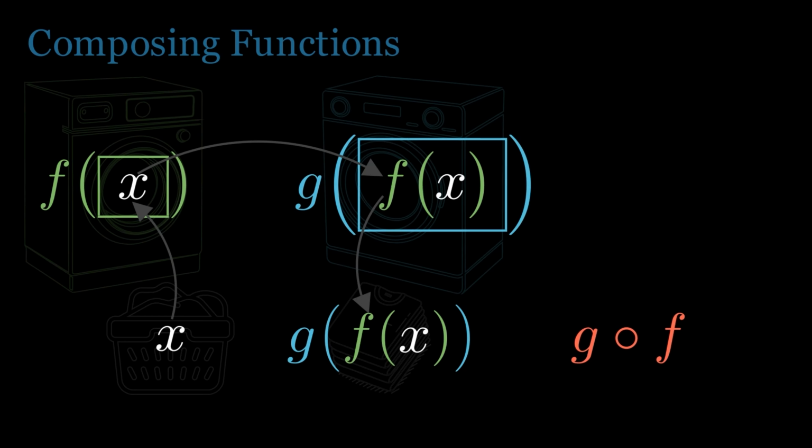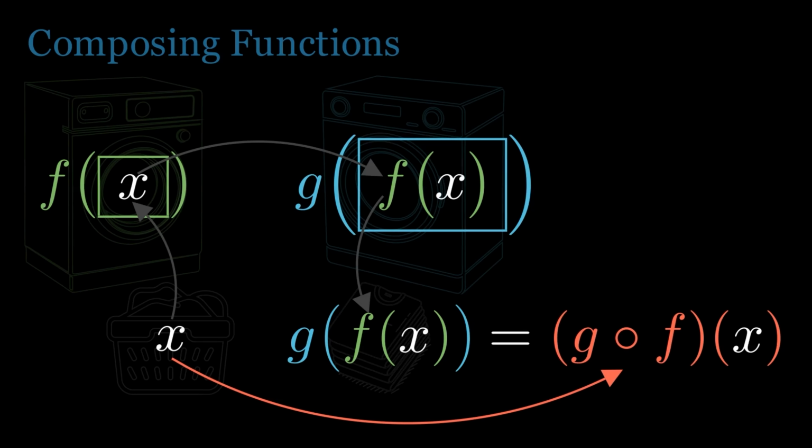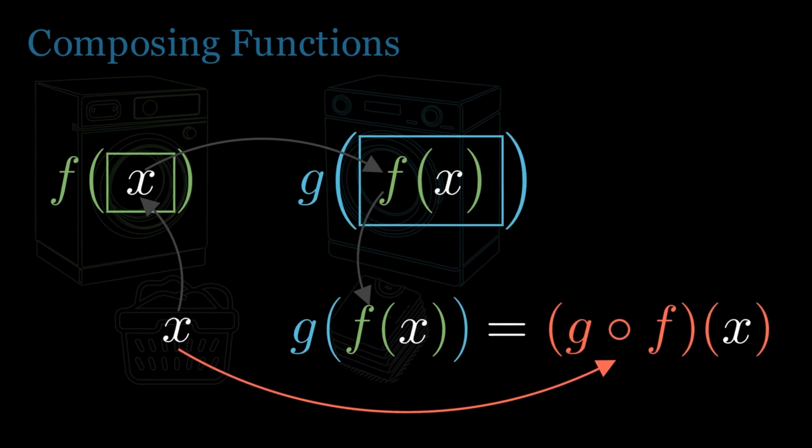f is applied first to the input x, and then it's followed by g once the output f of x is computed. We need to use parentheses here to denote that label because it's more than just a single character, and that's the new function from x to g composed with f of x.